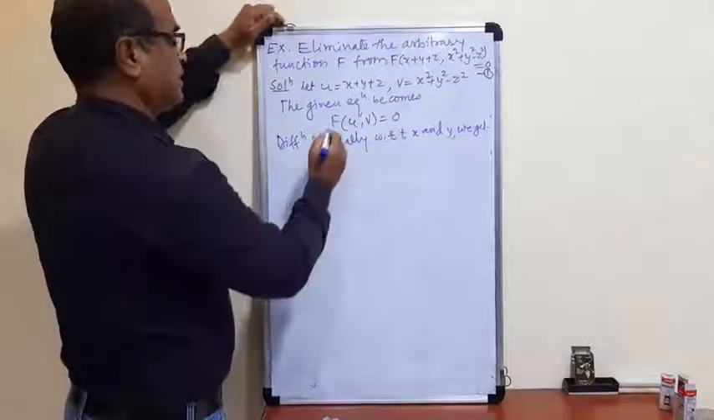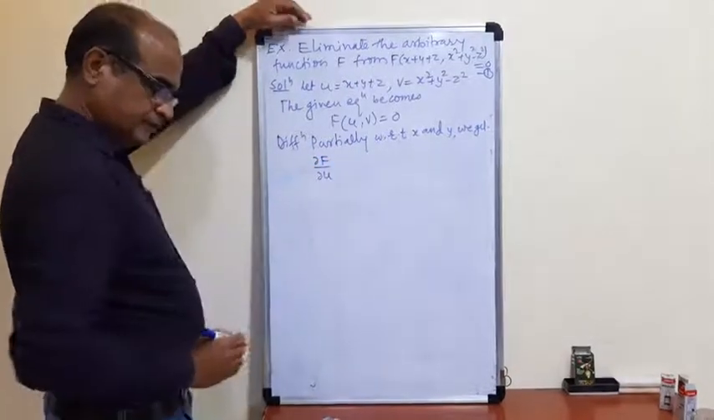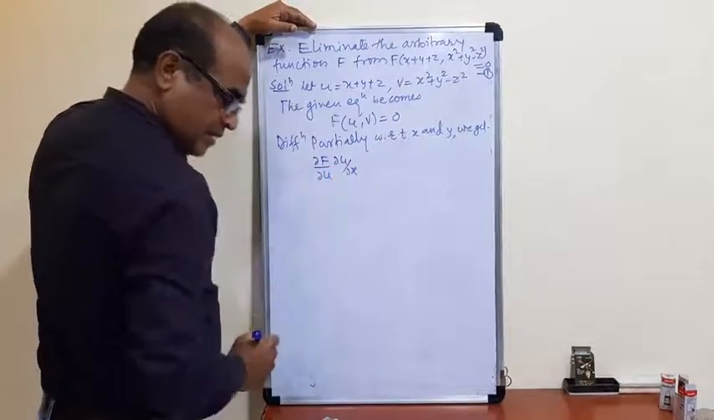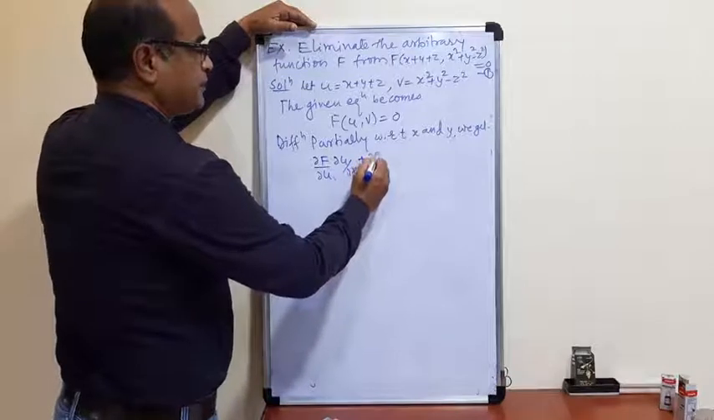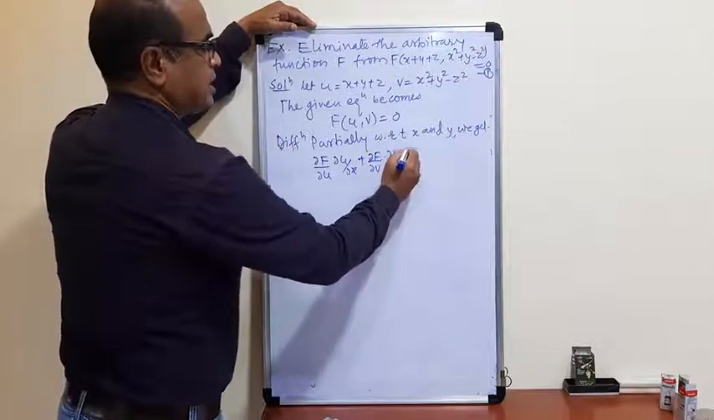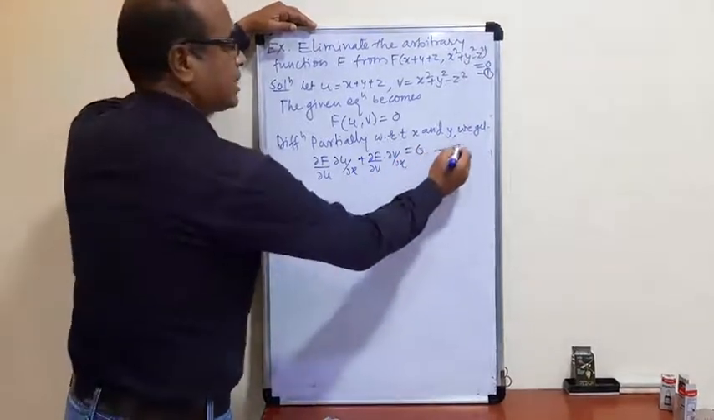So that is, what is the derivative of this? So dou f by dou u into dou u by dou x plus dou f by dou v into dou v by dou x is equal to 0. So this is equation number 2 here.